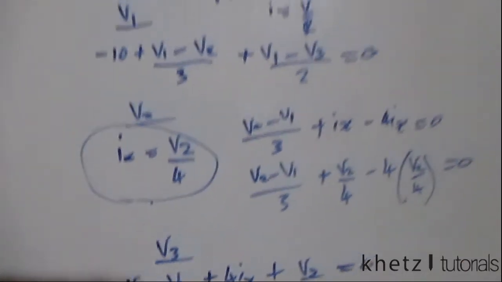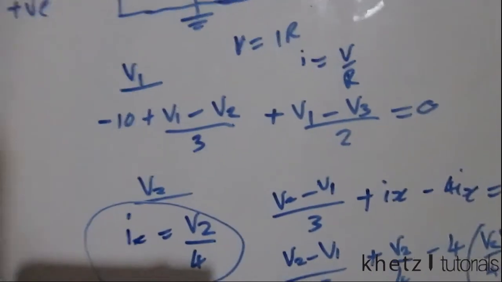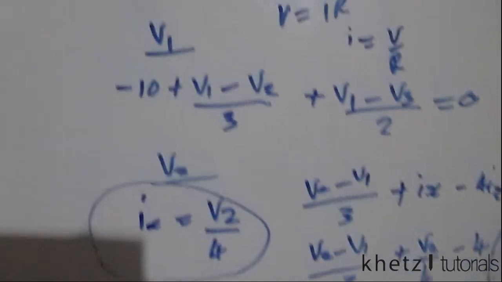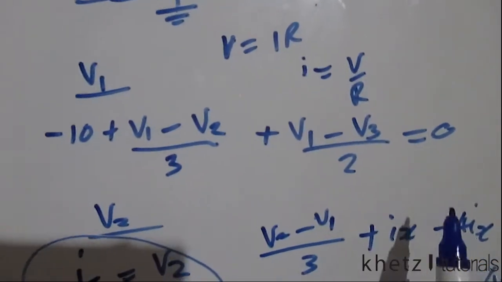Now let's simplify all of these equations and see where we can go from there. For the first equation, what you can do to simplify it is multiply all of it, for V1, by 6, right?